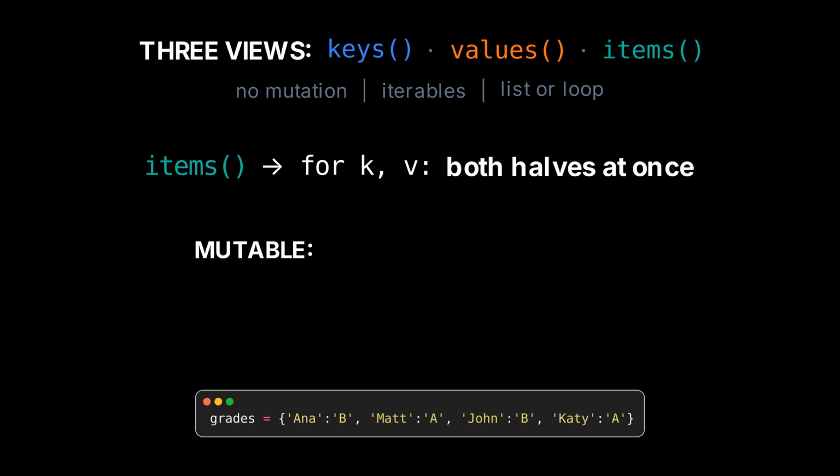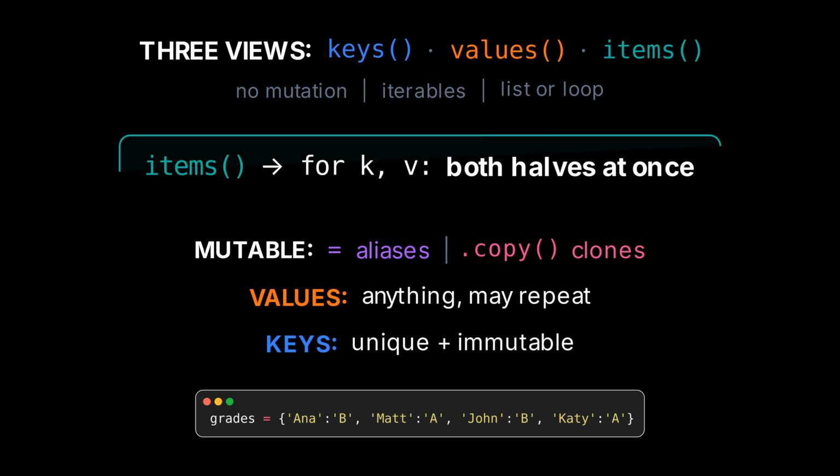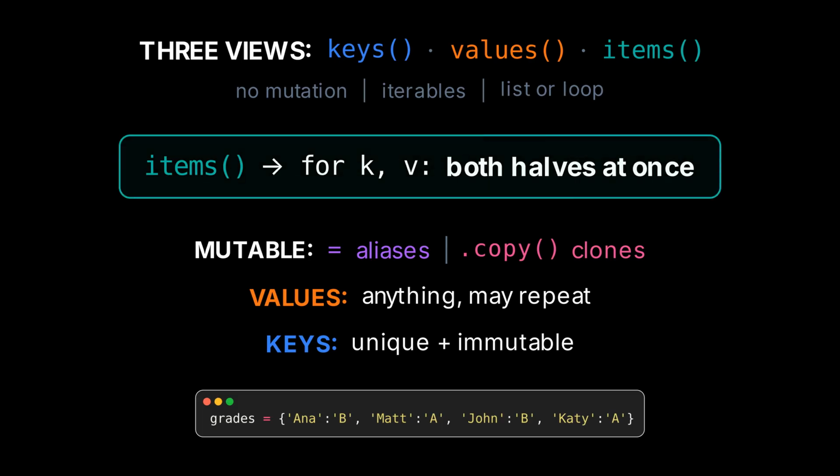Remember that a dictionary is mutable, so a plain equals sign aliases it while the copy method clones it. And remember the rules. Any value goes and the values may repeat, but keys must be unique and immutable. Master those, and you can walk through any dictionary with confidence.